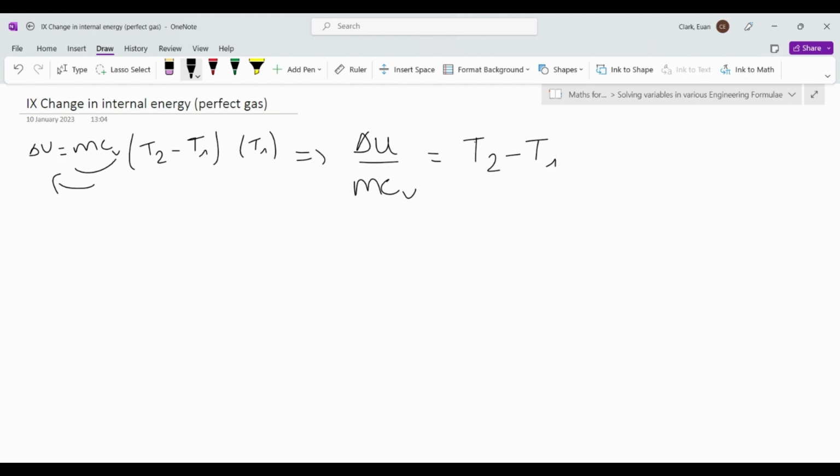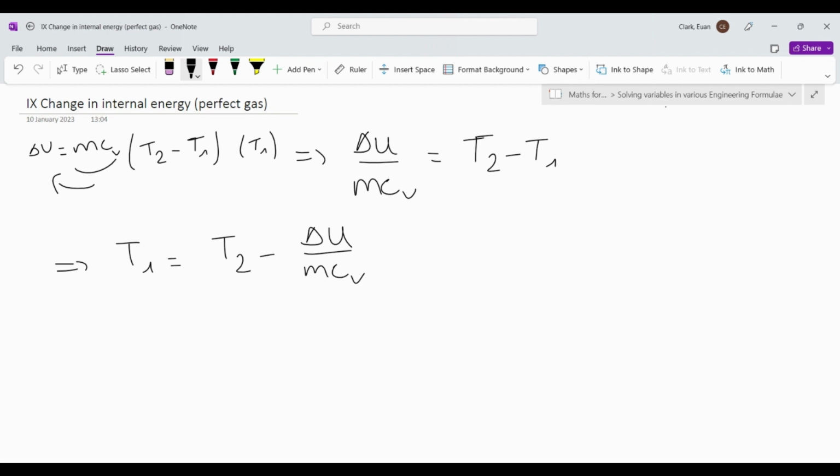And here we're looking for T1, so we're going to leave it on the right, so that's going to be T1 equals T2 minus delta U over mcv. Fantastic, that's our final answer.